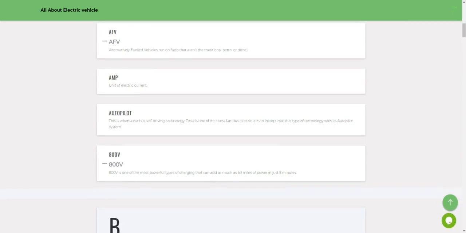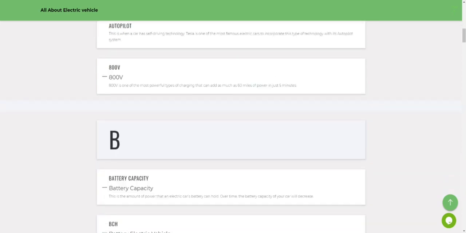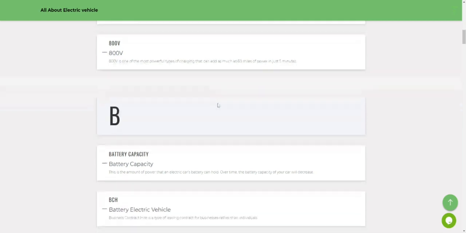Autopilot. This is when a car has self-driving technology. Tesla is one of the most famous electric car makers to incorporate this technology of autopilot in their cars. 800 volt. It is one of the most powerful types of charging that can add as much as 60 miles of power in 5 minutes.